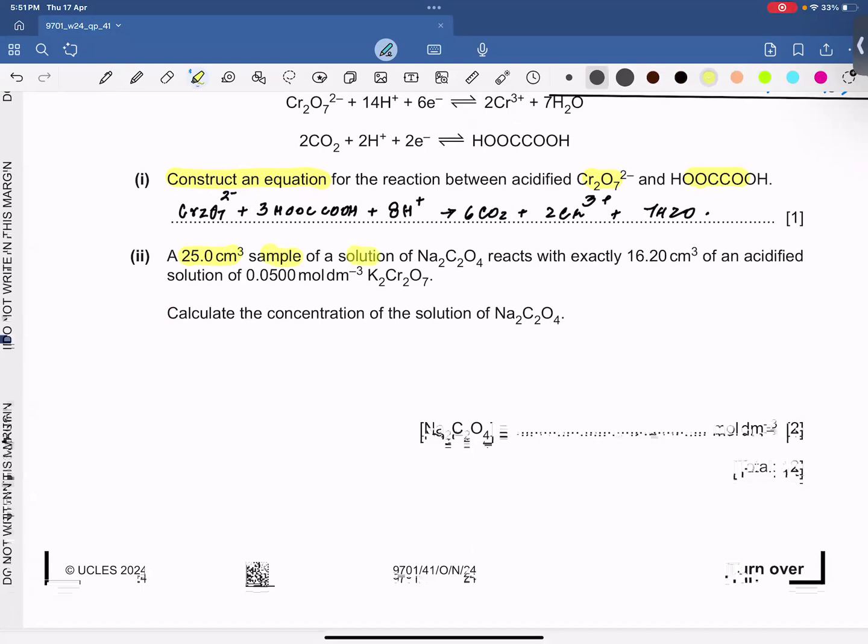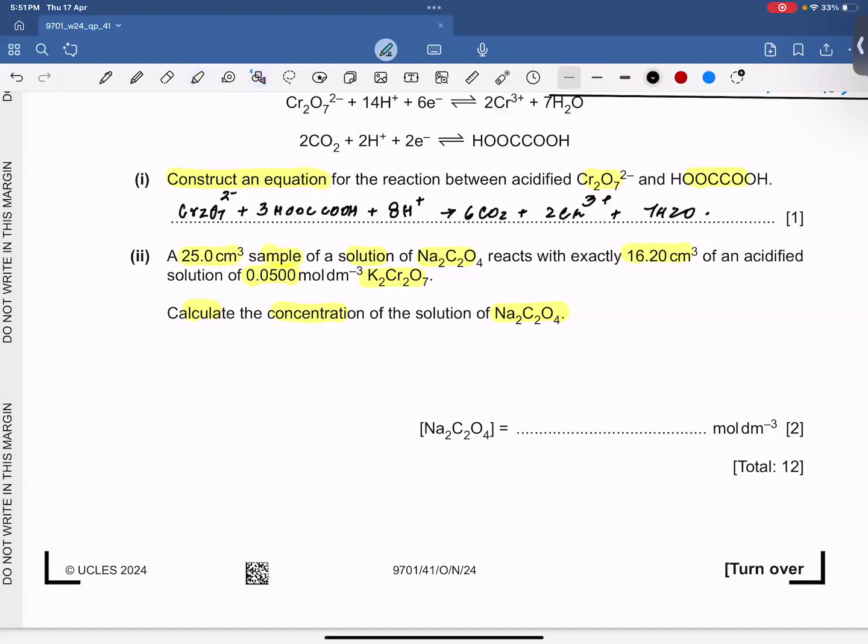A 25 cm cube sample of sodium ethane dioate solution reacts exactly with 16.20 cm cube of 0.05 mole per dm cube of potassium dichromate 6. Calculate the concentration of sodium ethane dioate salt. So that's an easy piece of calculation. We know the concentration, we know the volume. I can find the moles of dichromate 6 ions.